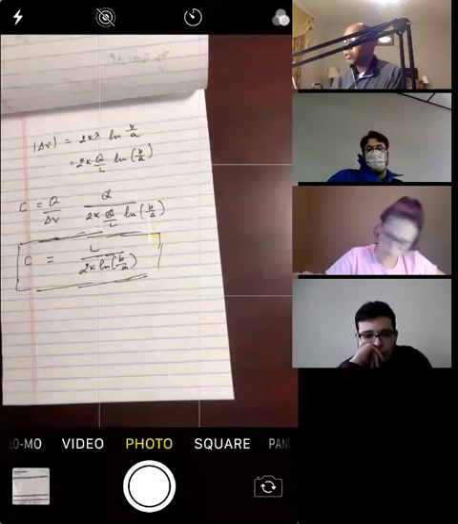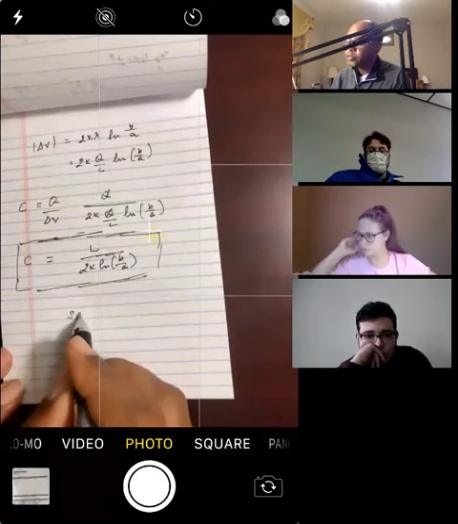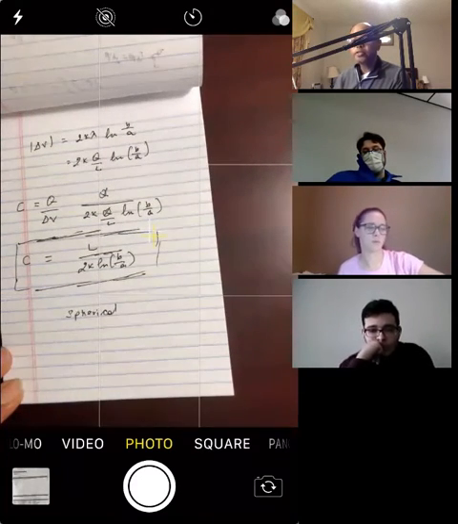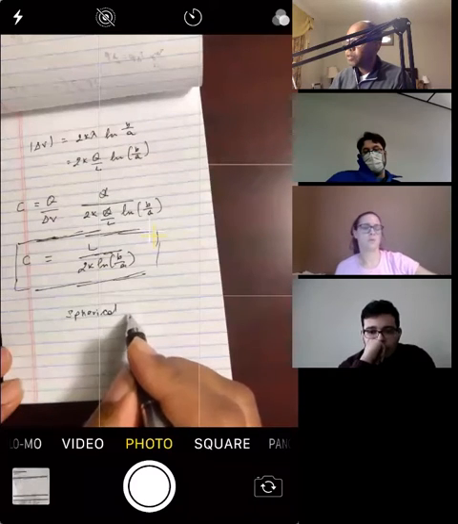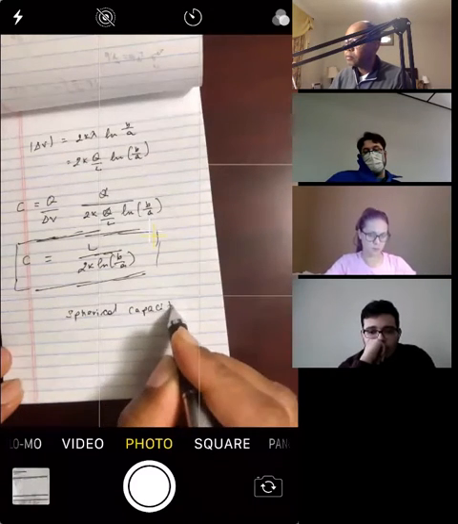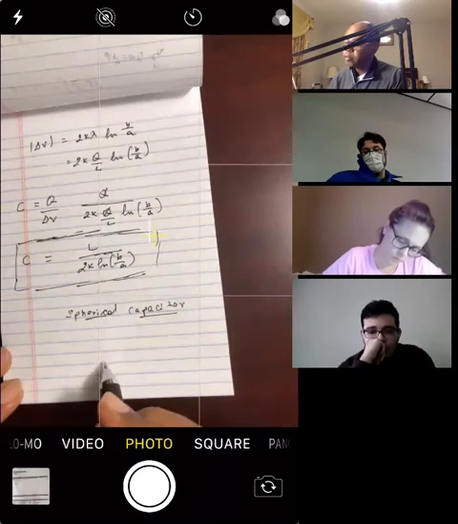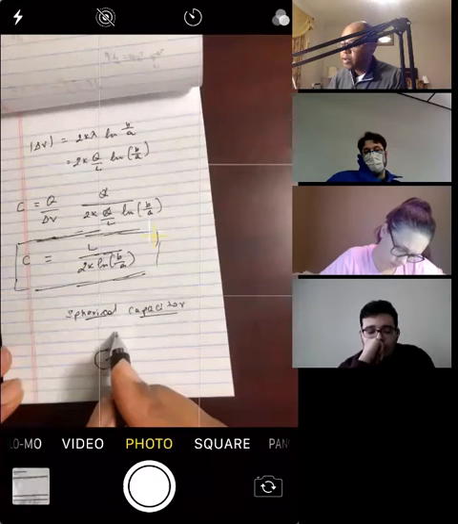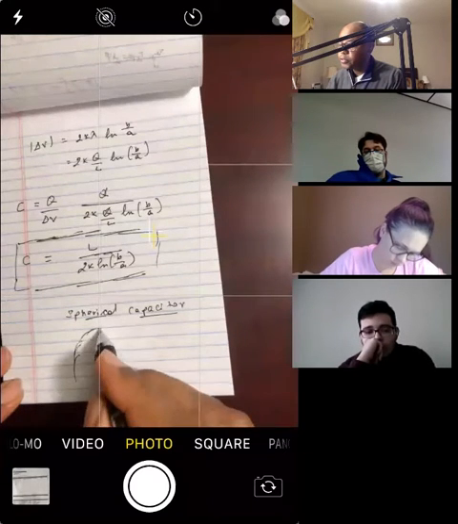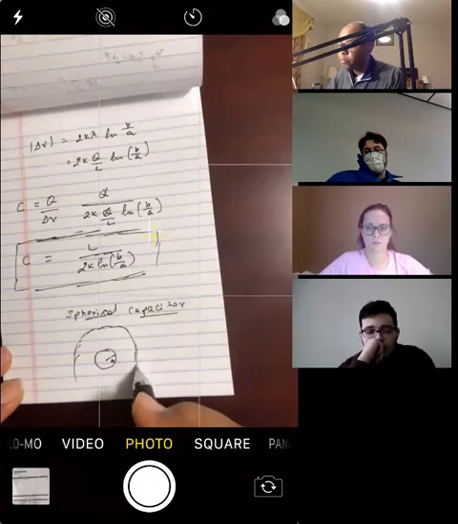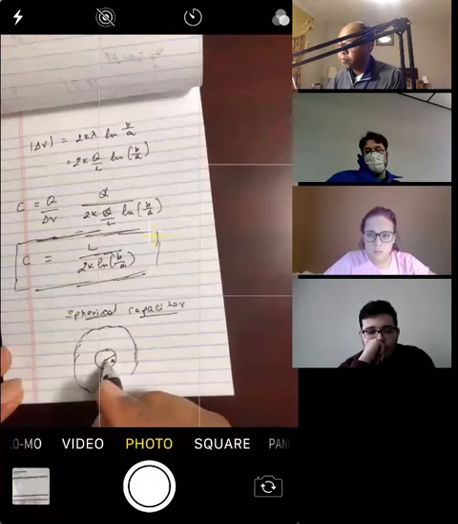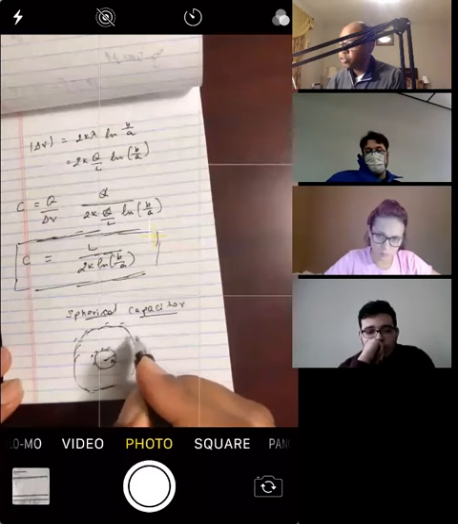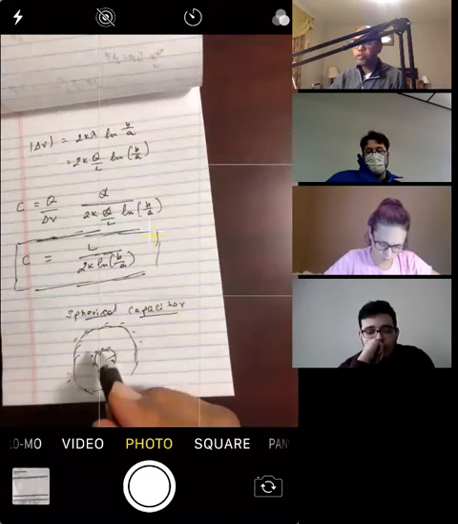Next we're going to look at the spherical capacitor. That is a case where the two conductors are concentric spheres. In this case, we have an inner sphere of radius a, and then an outer concentric sphere of radius b. Let's say this is our positively charged plate and this is our negatively charged plate. Because of this, we're going to have a field inside.